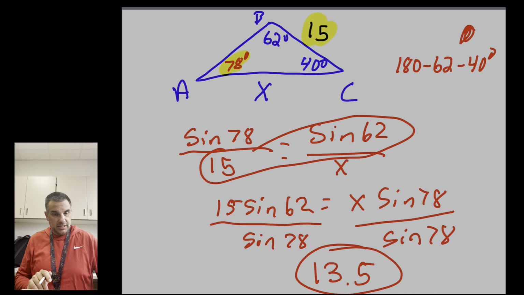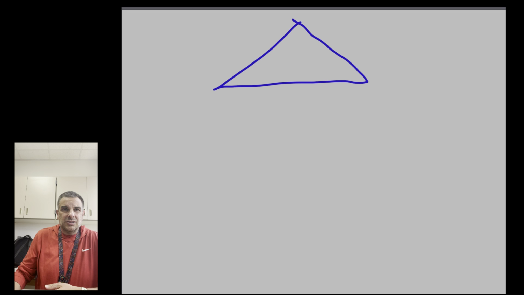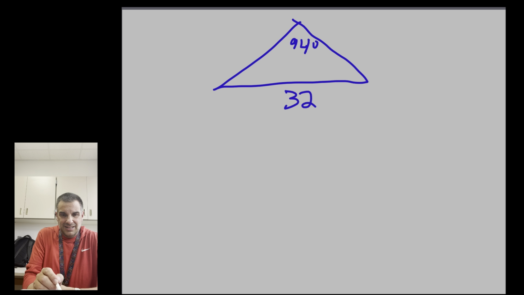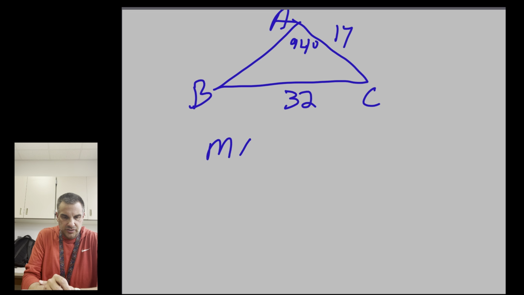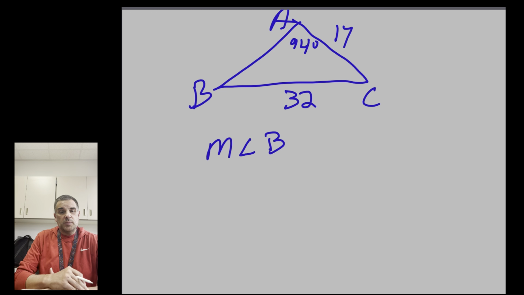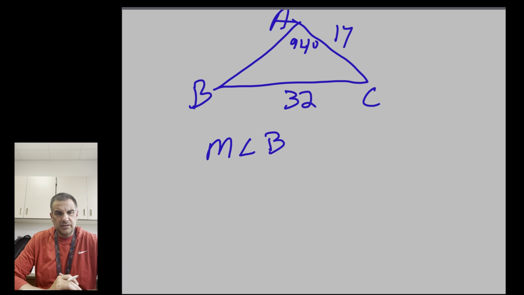Let's do one more. In this case, we're going to find the missing angle. So here is our problem right here. Let's go with this is 94 degrees. This is 32. This is 17. And we'll call this ABC. We want to find the measure of angle B. So press pause right now, see if you can find the measure of the angle. And then push play when you want to see the answer.